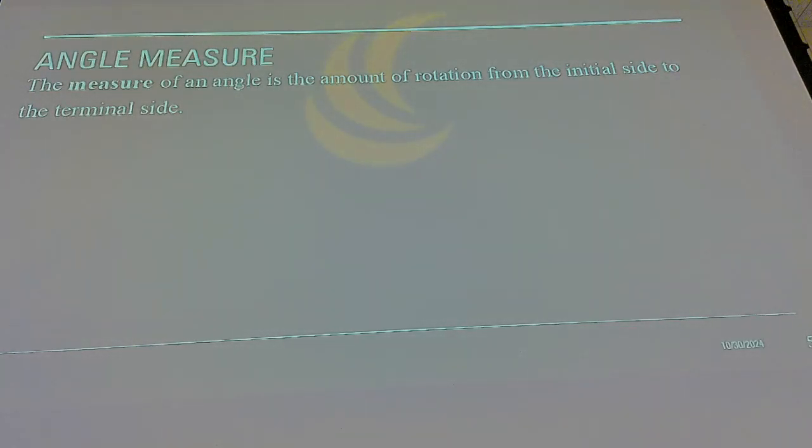And there are two measures that we use. First is the degree. The degree is defined to be 1/360th of a circular rotation. The radian is defined as 180 over pi degrees.